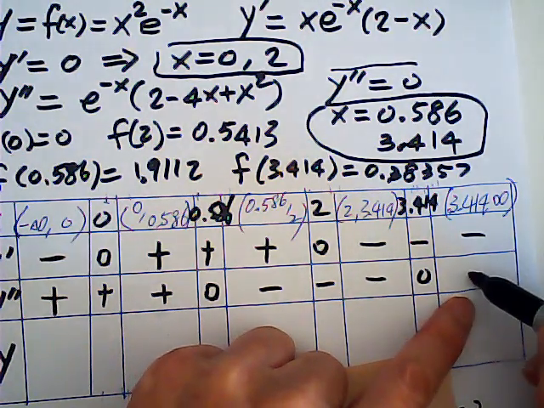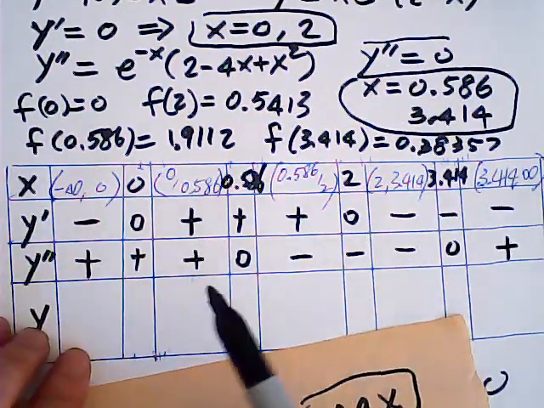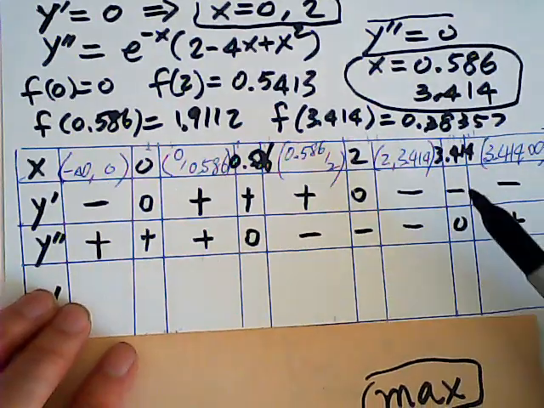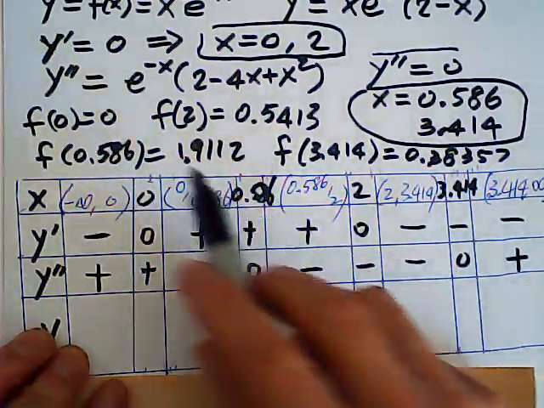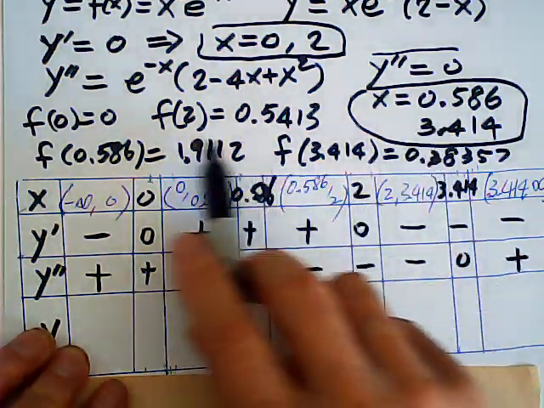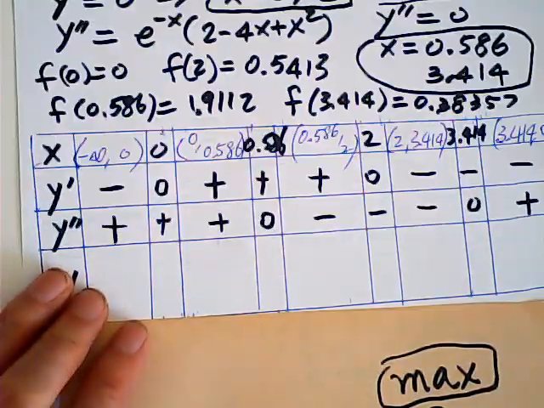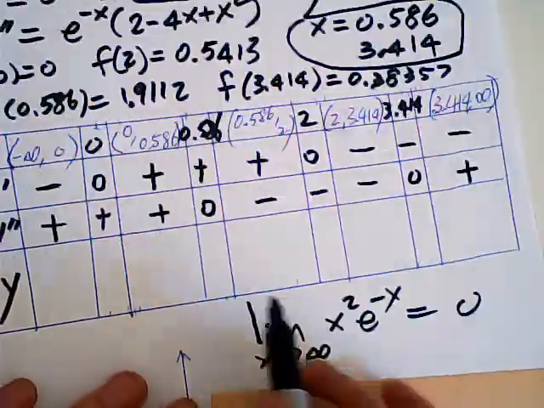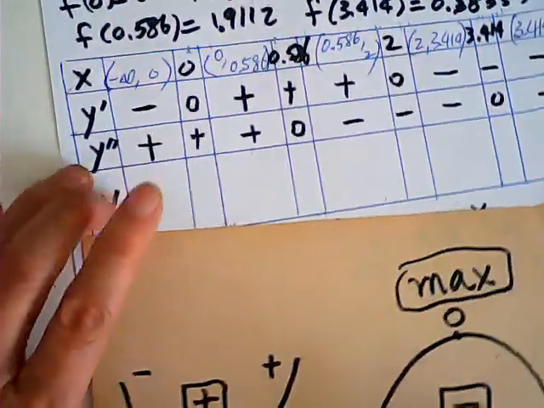Put here, it is positive. Let me check it again. It's positive. Yeah, second derivative. Second derivative is 0. This is 0. That's right. These two values are 0. Okay. Then we can sketch the curve based on this.